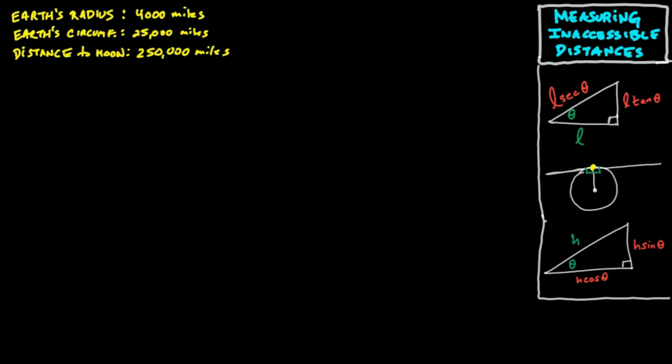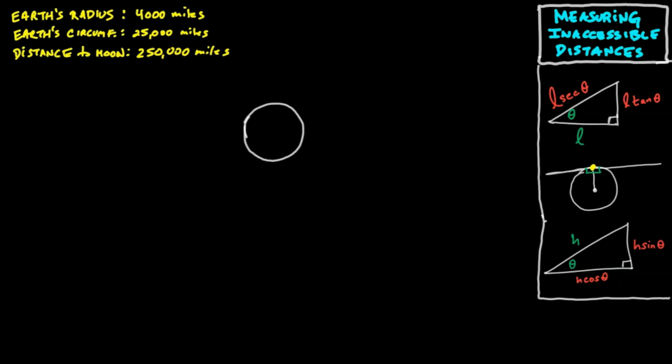Okay, let's keep going. The moon is 250,000 miles away from us. But how big is it? And how can we measure that from Earth without going to the moon and taking measurements there? Well, there are several ways we could do it, but I'll show you one approach that would involve trigonometry.